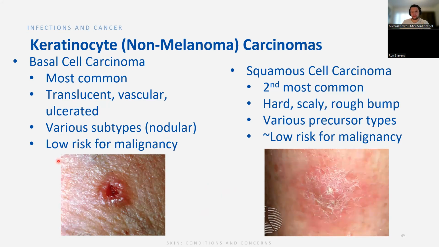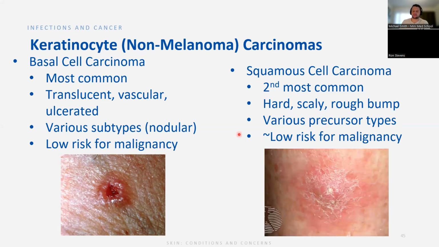And so while it's common, there is a lower risk for malignancy, but since they can grow in size over time, it does require treatment, but less emergently than a skin cancer like melanoma.